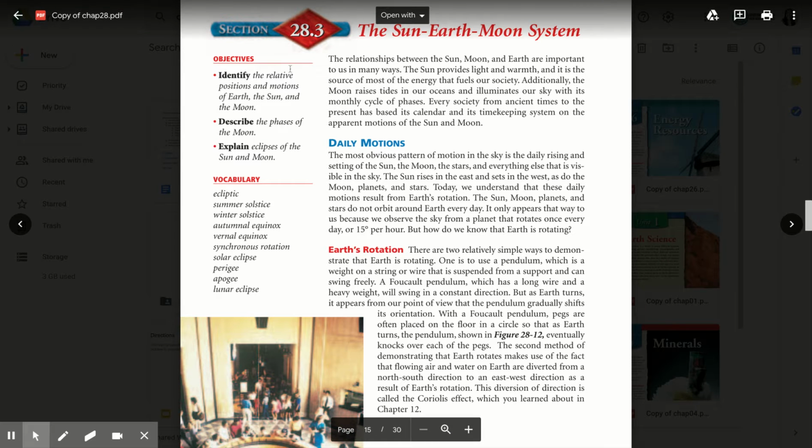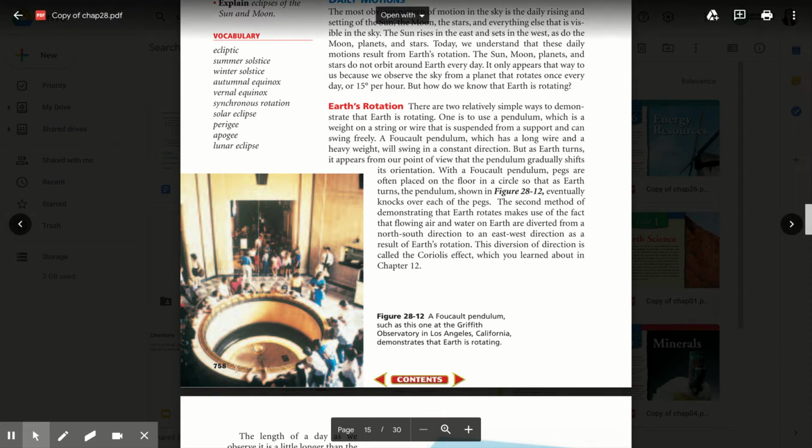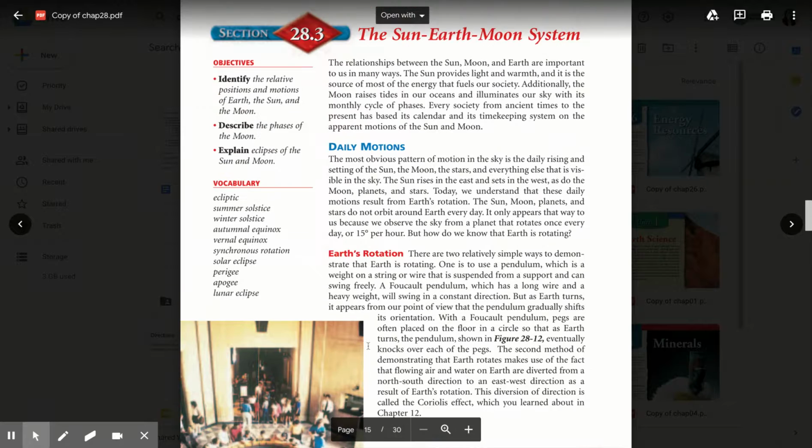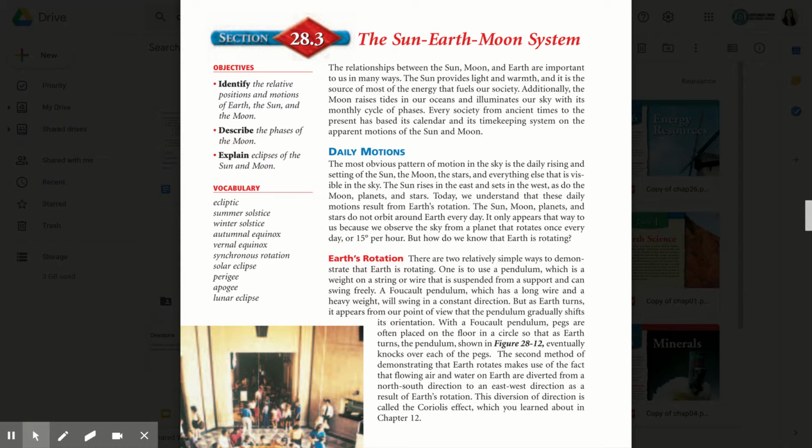We're going to be reading chapter 28, section 3, the Sun, Earth, Moon system, found on page 758. The relationships between the Sun, Moon, and Earth are important to us in many ways. The Sun provides light and warmth, and it is the source of most of the energy that fuels our society. Additionally, the Moon raises tides in our oceans and illuminates our sky with its monthly cycle of phases.